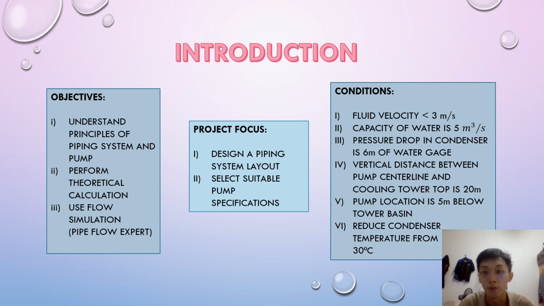Then the capacity of water is 5 meter cube per second. The pressure drop in the condenser is 6 meters of water gauge. The vertical distance between the pump centerline and the cooling tower top is 20 meters. The pump location is 5 meters below the tower basin, and finally, reduce the condenser temperature from 30 degrees Celsius.